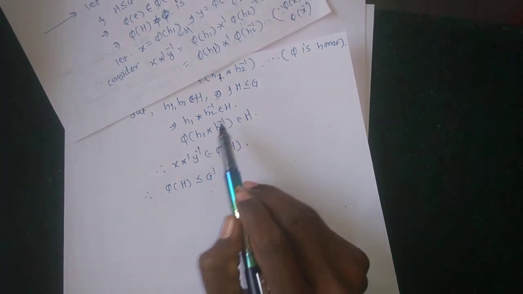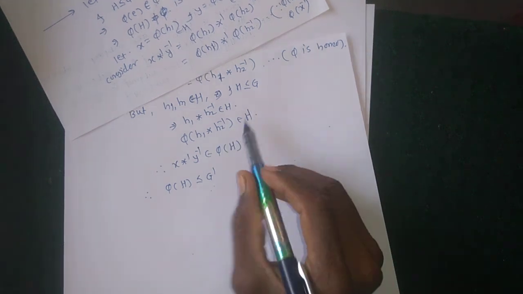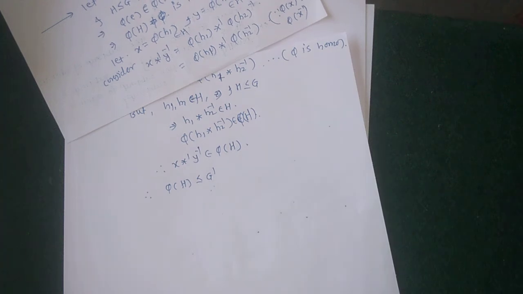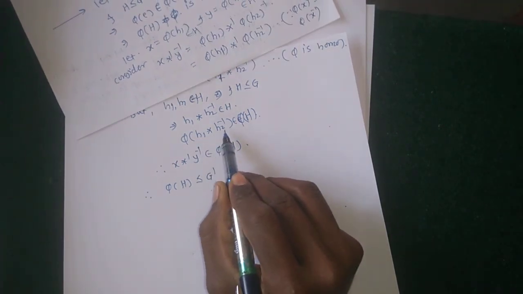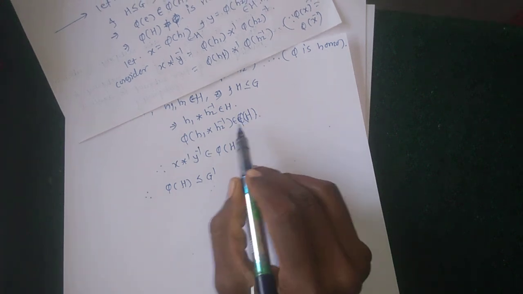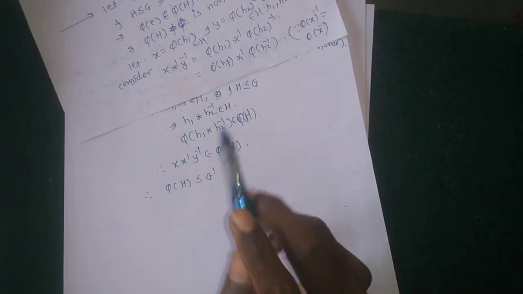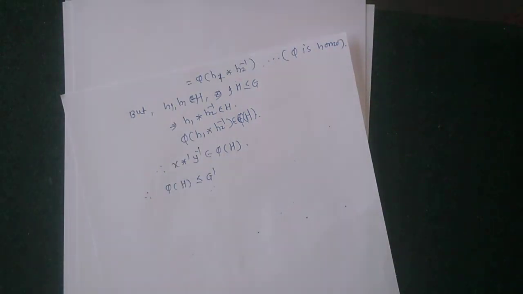But phi is an isomorphism, which implies that this element belongs to phi of H. So phi of H1 star H2 inverse belongs to phi of H, since H1 star H2 inverse belongs to H. So phi of H is a subgroup of G dash.